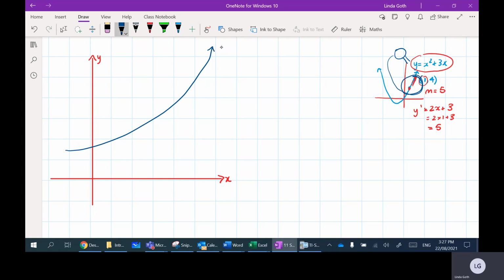Okay, so this is just some function of x. So I'm going to say, in fact I'm going to say y is equal to some function of x. I don't know what it is, but I'm just going to look at it. And what I'd like to know is, what is the gradient of the tangent anywhere on this graph?